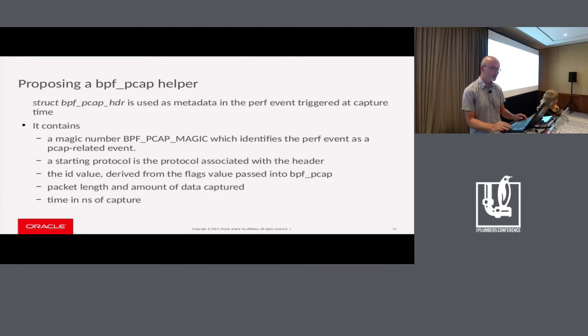Another thing to cover is that PCAP header, which is what we use as the metadata for the perf event. The PCAP header is going to contain a magic number, which allows us, when we're handling those perf events in user space, to identify that it is actually a PCAP event. So that magic number does that. And then we have our starting protocol, and the ID value, which is from the flags value, which we specified within the BPF program. And then we have the packet length and the amount of data captured and the time of capture as well.